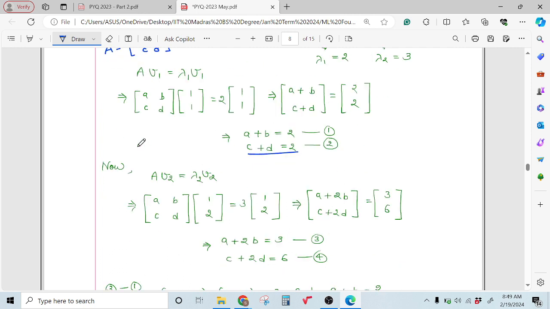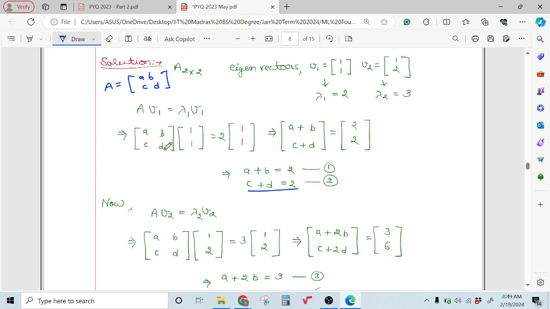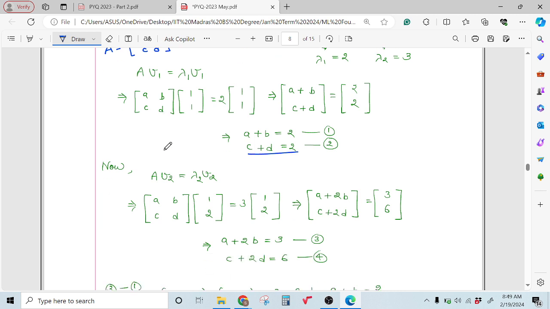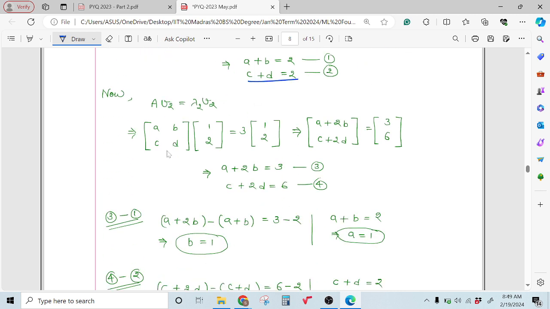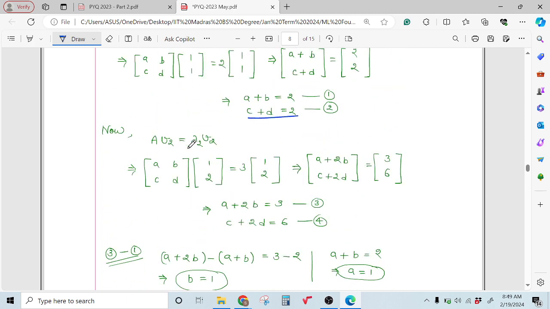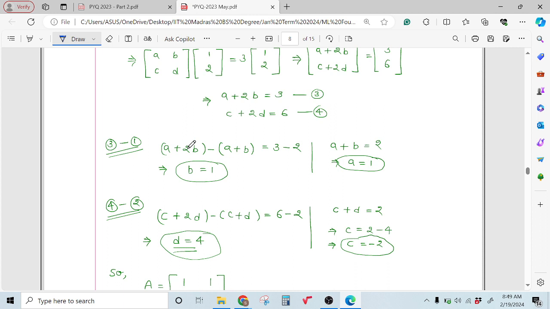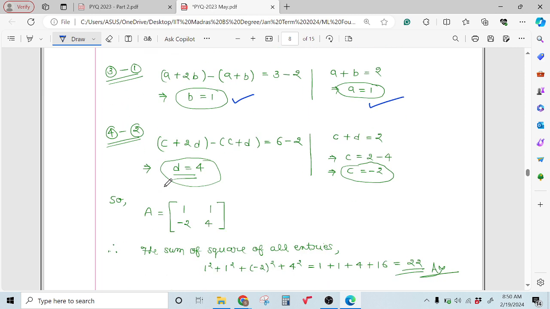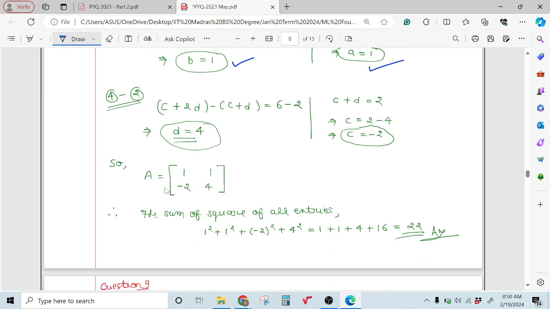Okay, similarly, if we take eigenvector v2 for the corresponding value lambda 2, we will get this equation: a plus 2b is equal to 3, c plus 2d is equal to 6, and so we will solve these four equations for four unknowns. So we will get b is equal to 1 and a is equal to 1, and if we subtract equation 4 from 2, we will get d is equal to 4 and c is equal to minus 2. So our final matrix is [1 1; minus 2 4].